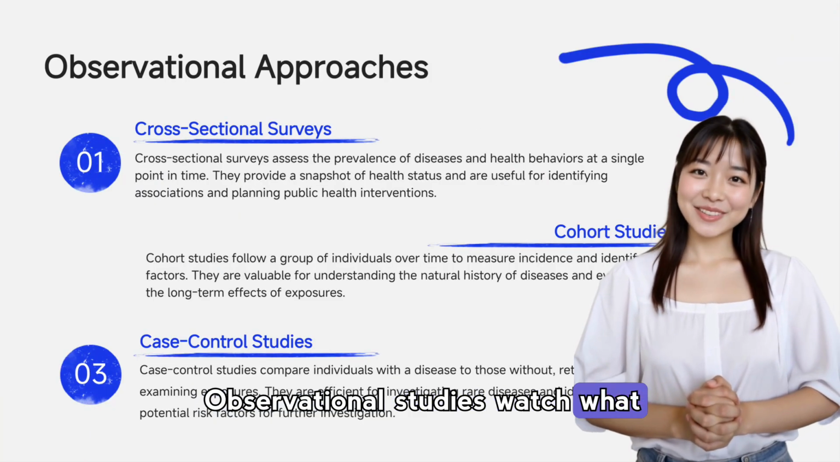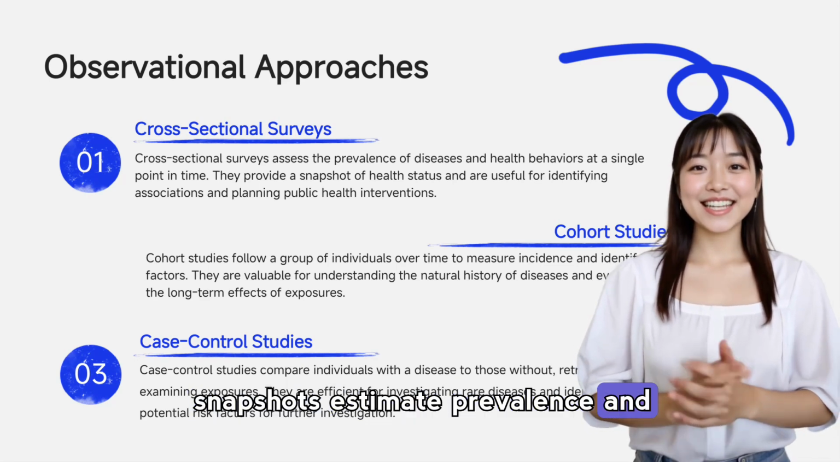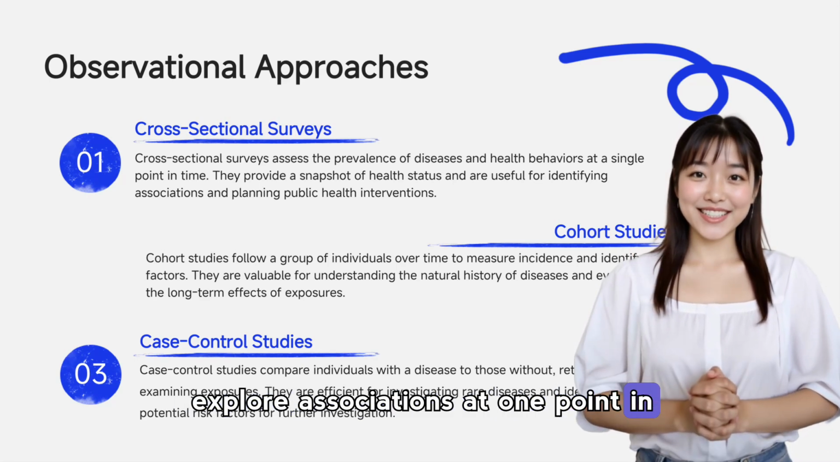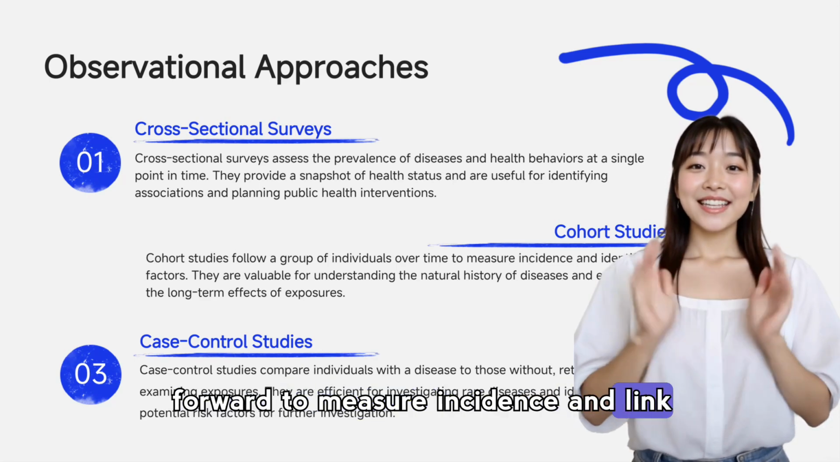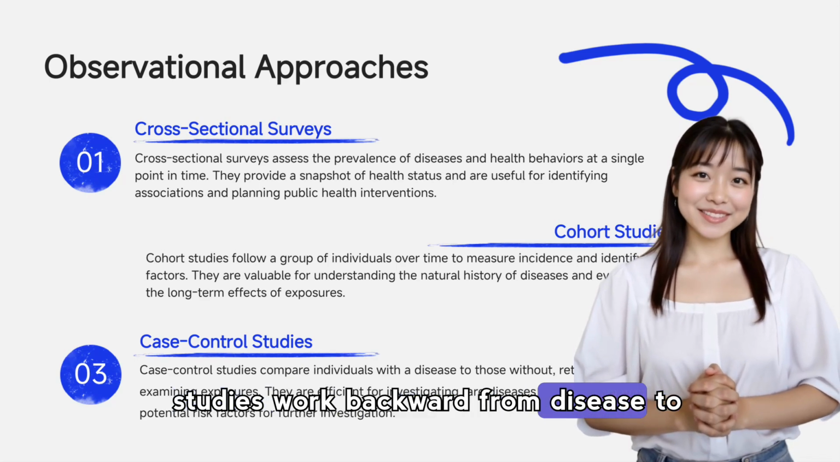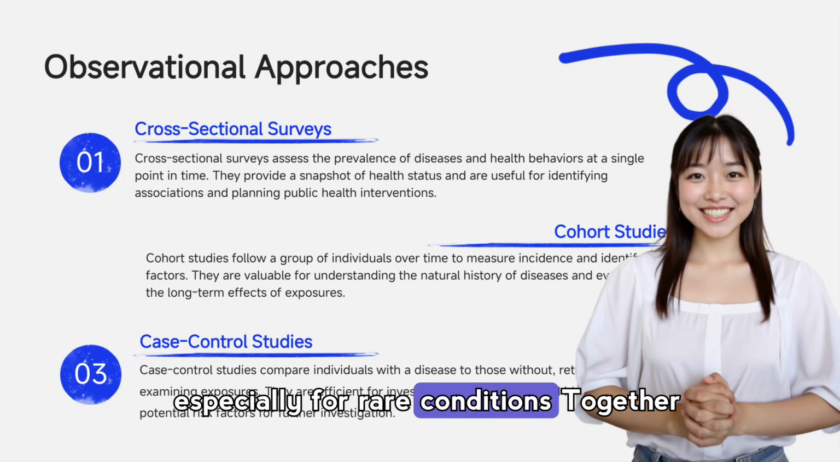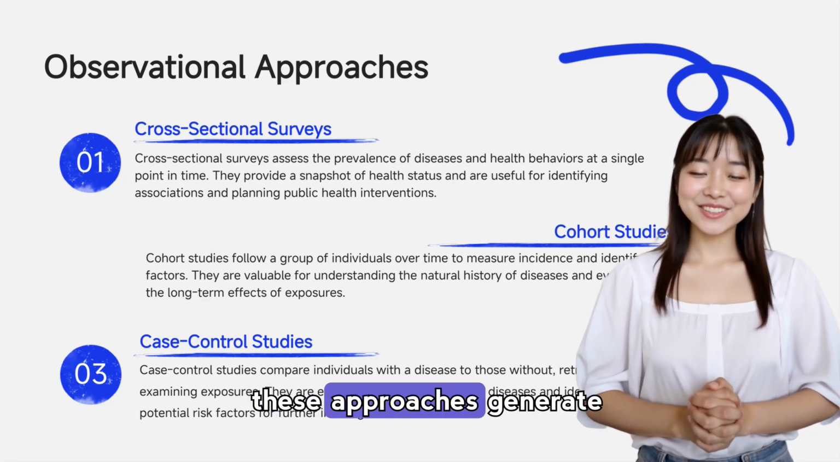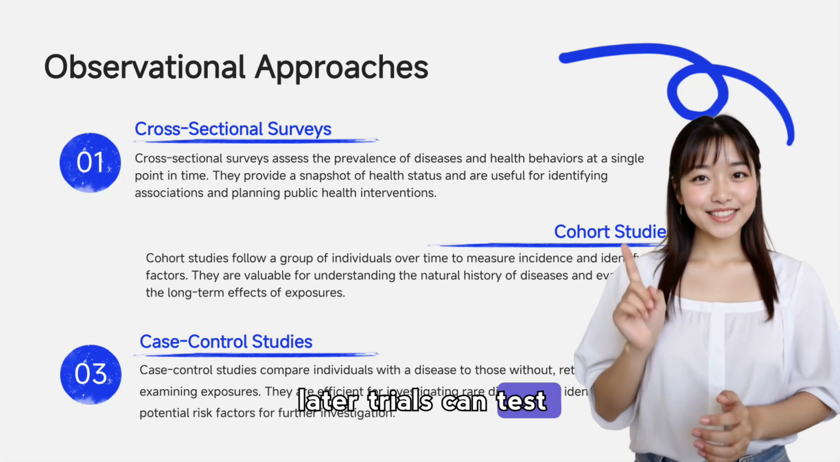Observational studies watch what already happens. Cross-sectional snapshots estimate prevalence and explore associations at one point in time. Cohort studies follow people forward to measure incidence and link exposures to outcomes. Case control studies work backward from disease to compare past exposures efficiently, especially for rare conditions. Together, these approaches generate hypotheses and quantify risks that later trials can test.